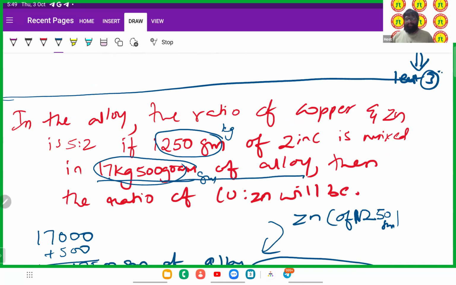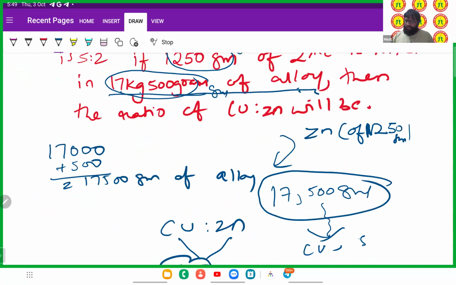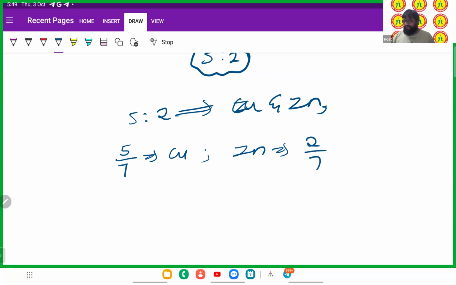17,500 grams of alloy. It is clearly given that this is the alloy, and in this alloy the ratio of copper and zinc is 5:2, right? So first of all, copper is 5 by 5 plus 2, that is 5 by 7, and zinc is 2 by 7. Any confusion in this?